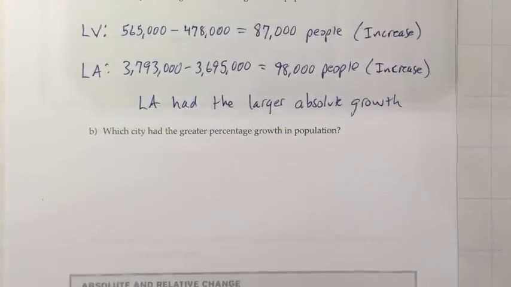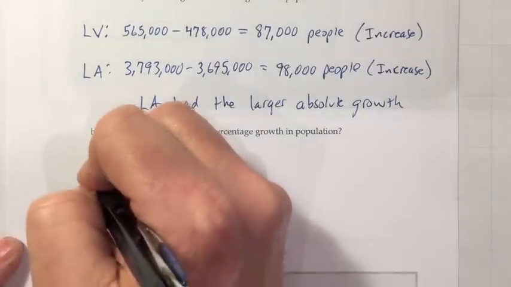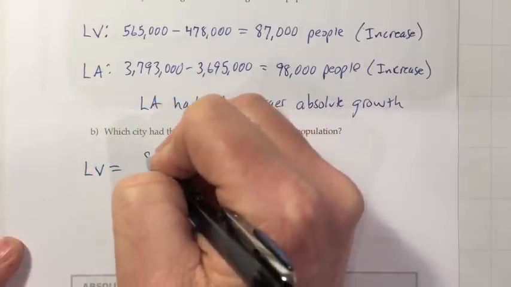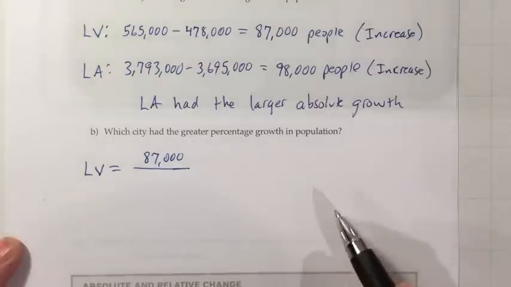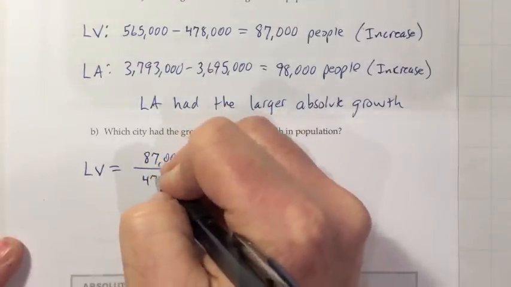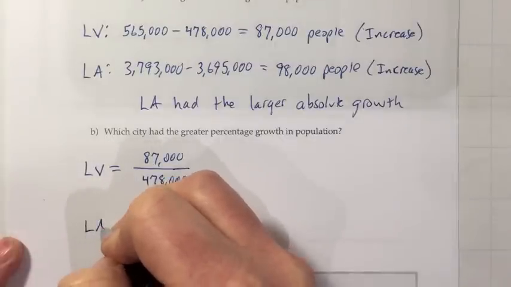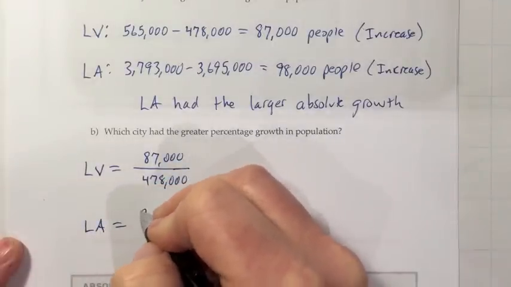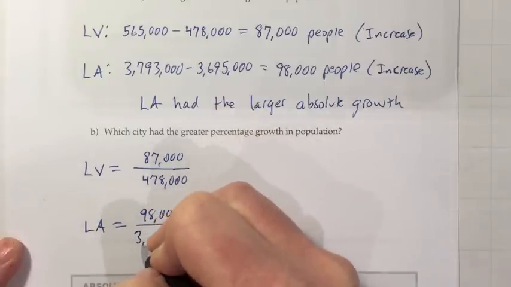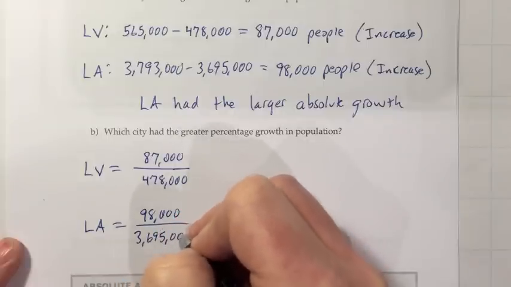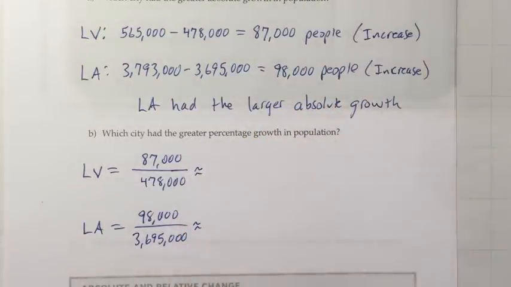Let's go back to this and try to apply that. So which city had the greatest percentage growth in population? For Las Vegas, we saw above they grew by 87,000 people. We're supposed to divide by the reference, or older number, which was 478,000. And we'll see how that compares with LA, where they grew by more people, 98,000, but our reference number is a larger 3,695,000. When we go to a decimal, that'll be something we can then convert to a percent.